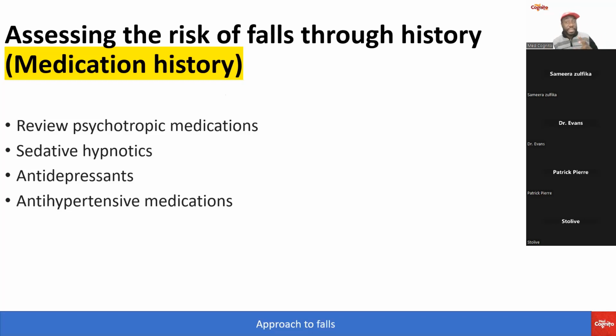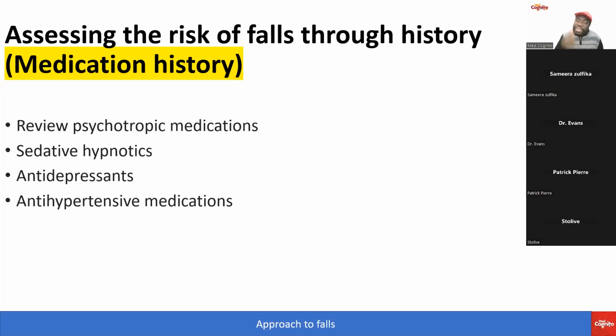You remember that when we were talking about the history, we said that there are some medications you also want to find out about. The medications which are usually implicated in fall are: number one, psychotropic medications; number two, sedatives; number three, antidepressants; number four, antihypertensives. Which medications are implicated in fall most of the time?